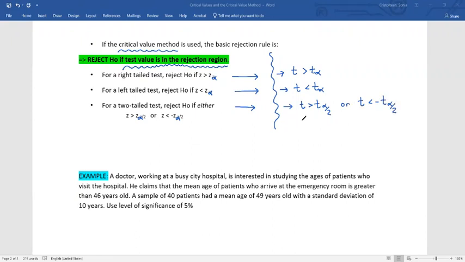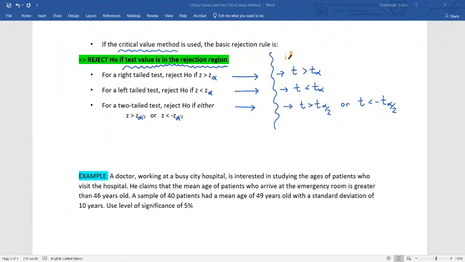However, I would strongly suggest to sketch the graph, shade the area, and plot the test value or the test statistic on the graph and see where it falls, instead of remembering this. But whatever is easier.